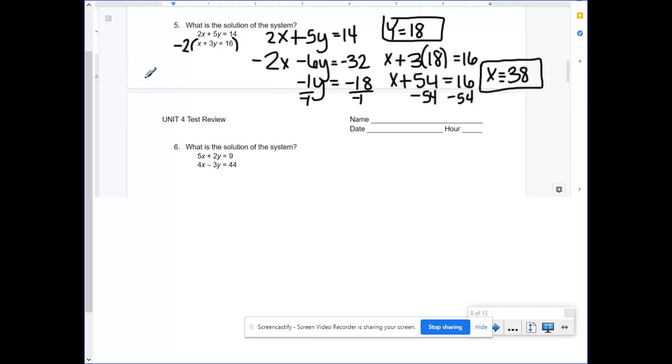If you wanted to, you could write that in an ordered pair. If it asks you to write it in an ordered pair, you have to. If it doesn't, I'll take it either way.